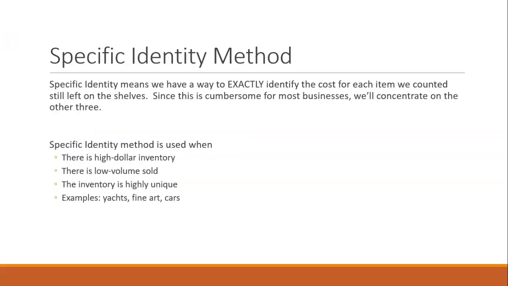The specific identity method, as we said before, is usually used if there's high dollar, low volume, and the inventory is highly unique. Each inventory item, each yacht, is completely different, so there is an ability to see exactly how much it cost us to build this yacht versus that yacht.